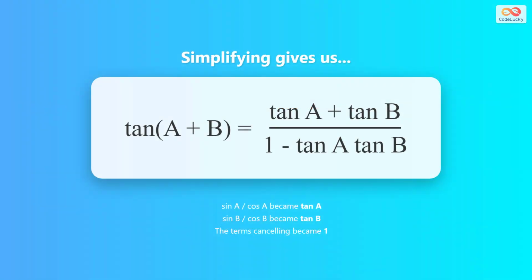Replacing all the sine over cosine ratios with tangents gives us our final elegant formula. The tangent of A plus B is equal to tangent A plus tangent B, all divided by 1 minus the product of tangent A and tangent B.